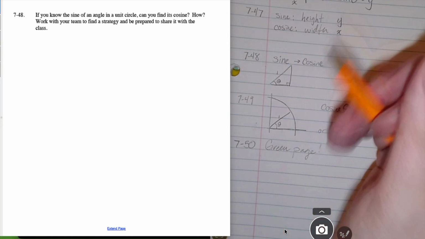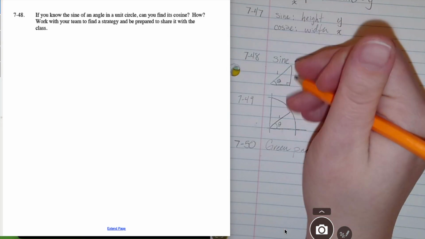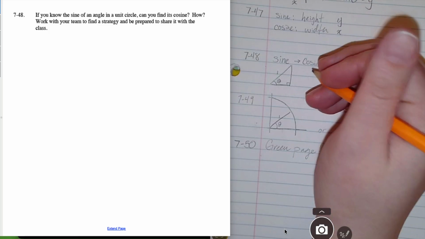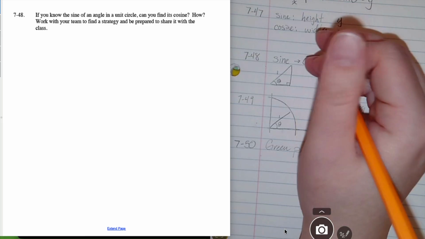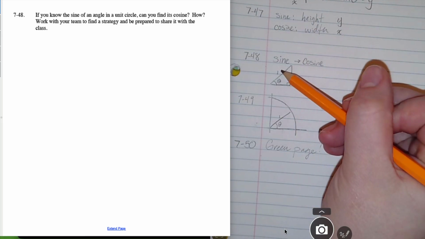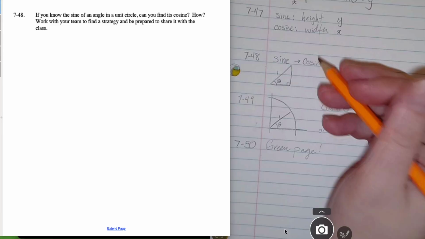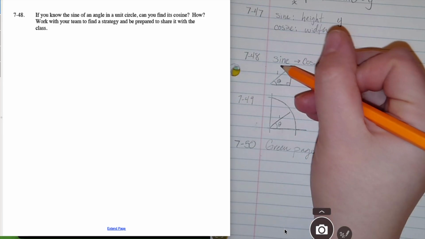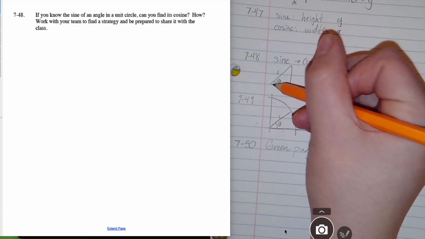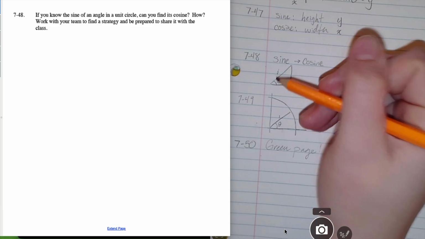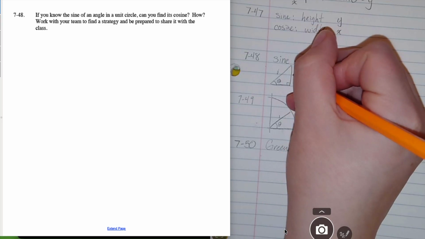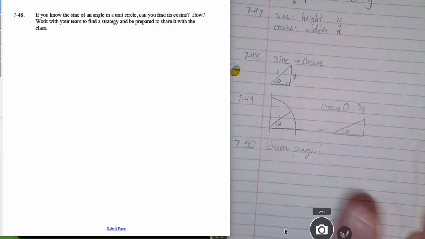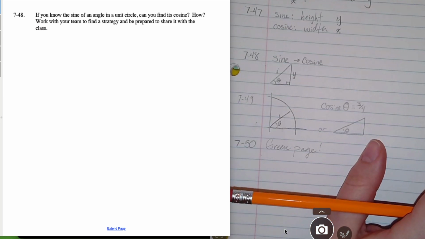All right, so 748 is just getting into the idea of how are sine and cosine related. It says, if you know the sine of an angle on the unit circle, can you find its cosine? How? And then to work with your team to come up with a strategy. So what they're trying to get at is the fact that we're talking about a right triangle. So if I know it's a right triangle and it's the unit circle, meaning the radius of the circle is 1 unit, that would mean each hypotenuse has to be 1 unit. And if I know the sine, meaning I know this side, I can use Pythagorean theorem, which is what they're trying to lead you to right now.